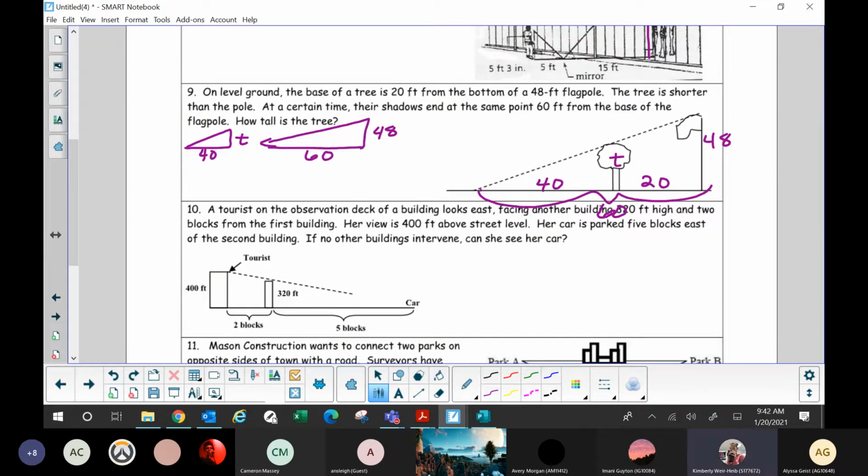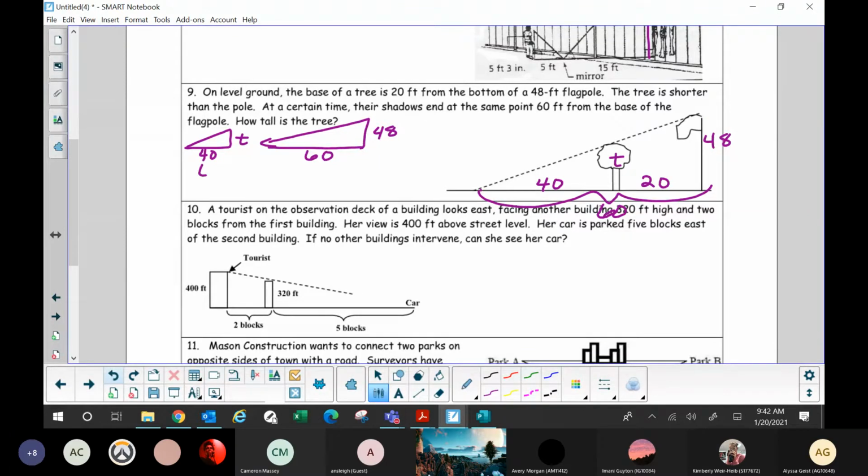Wait, why? Never mind, sorry. I was thinking about the section between the flagpole and the small tree, and I was going to ask why it was 60 and not 20. Well, because it's that entire distance, not just from the tree to the flagpole. That makes that bigger triangle, because the other would not be a triangle, right? Yeah, that's why I was confused. Thank you.